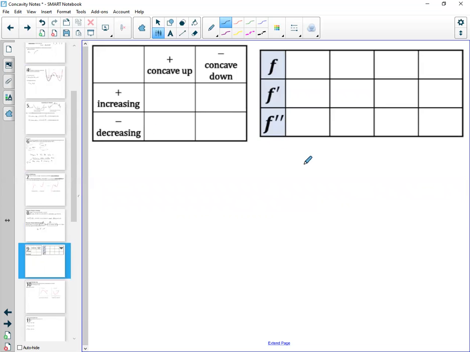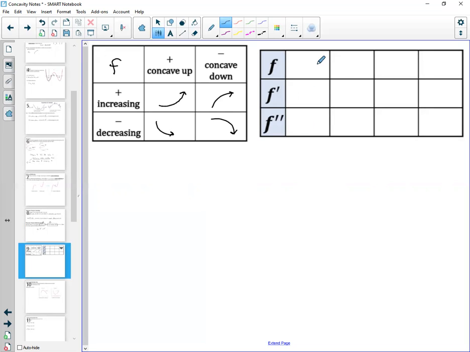This is kind of a summary table of sorts, just so you know what the pieces look like. If the function, for some function f, is increasing and concave up, then it looks like this. If it's increasing and concave down, then it looks like this. If it's decreasing and concave up, it looks like that. And if it's decreasing and concave down, it looks like this.